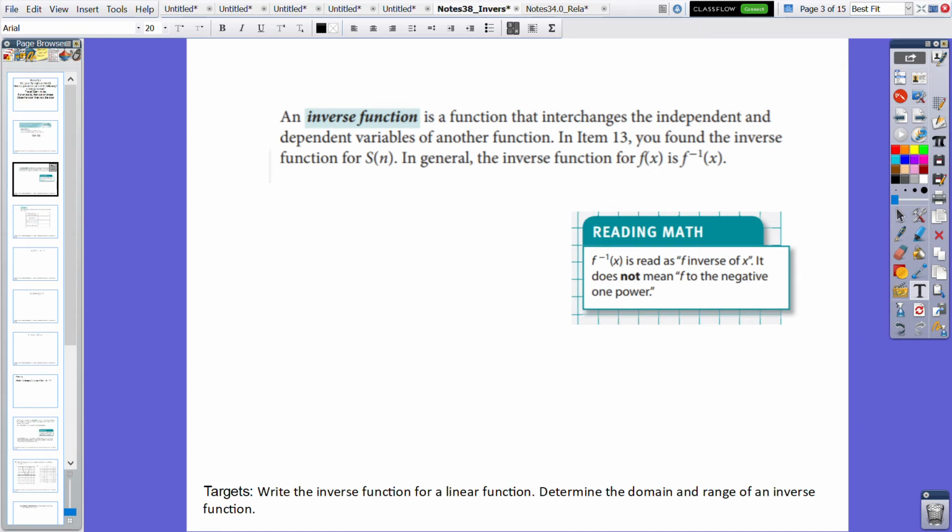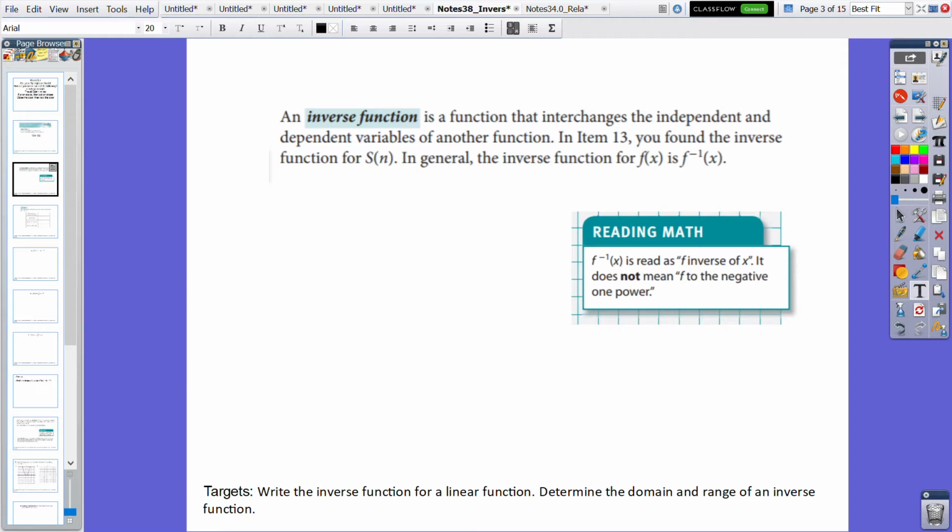How do we define an inverse function? Well, if we look at our Springboard books, page 154, an inverse function is a function that interchanges the independent and dependent variables of another function. Okay, and it says in item 13 we found the inverse for function s of n. We haven't done that yet.